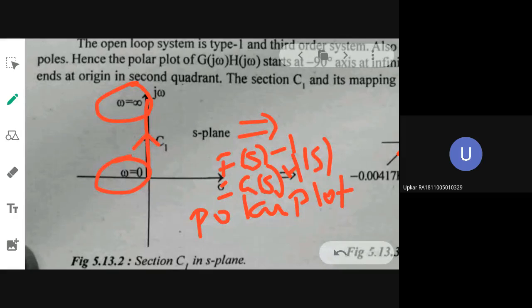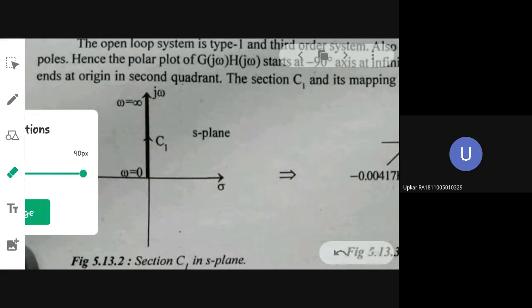If it is a minimum phase function, you can roughly draw the polar plot. By knowing the type and order, you can frame out where the plot is going to start and end. That you already know. But the important thing is you need to find out where it crosses the real axis. For that you equate the imaginary part to 0 and find omega. You substitute that omega value in the real part and find the crossing point. That crossing point is obtained to be what value? Minus 0.0417K. So this finishes off your first map.